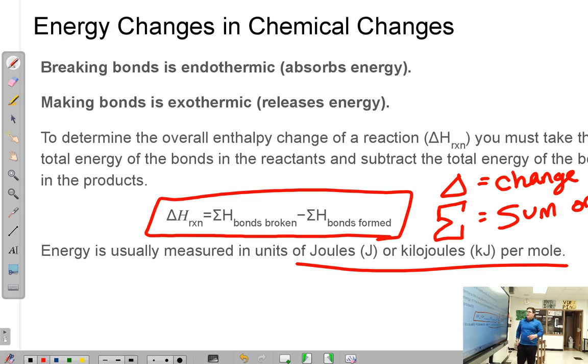Okay. So delta is change, sigma is the sum of or total. What we're going to do then is take that table I've given you, looking at the values of what energy we started with and what energies we end with, and then we go from there.